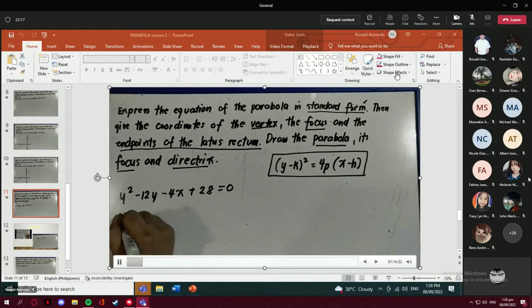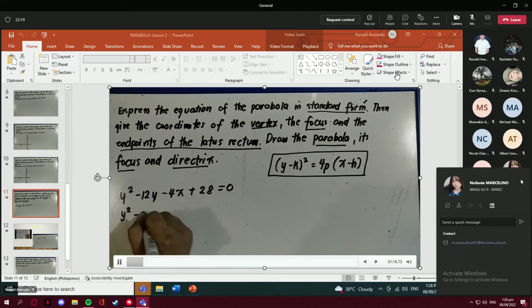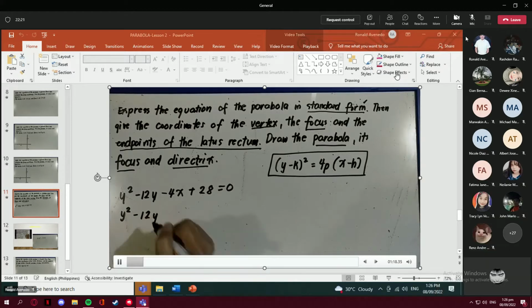So we will have here y squared minus 12y. Then transpose negative 4x. This will become positive 4x. Transpose positive 28, so magiging negative 28.